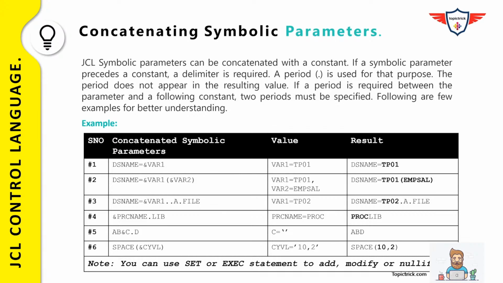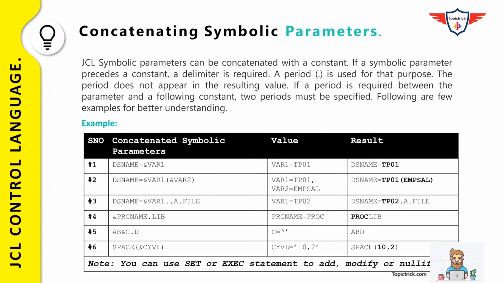In the second example, you have DSN followed by two symbolic parameters, that is &VAR1 and &VAR2. VAR2 is specified in parentheses, and I've assigned the values TP01 and EMPSAL. So the output is DSN equals TP01, and in brackets it is EMPSAL. In case you want to specify a member name, this is how you can concatenate two different symbolic parameters along with special characters to specify the PDS and its member name.